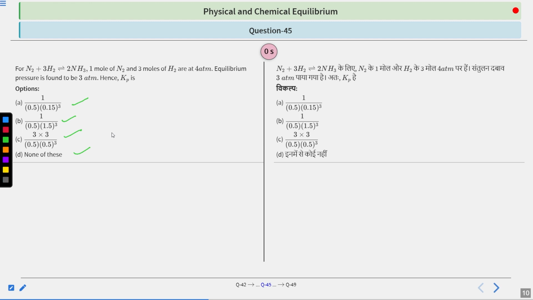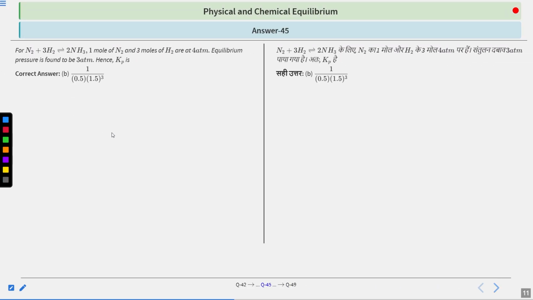Your time is up. For those who have solved it, the correct answer is 1 by 0.5 into 1.5 cube.